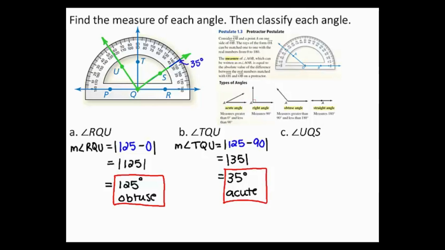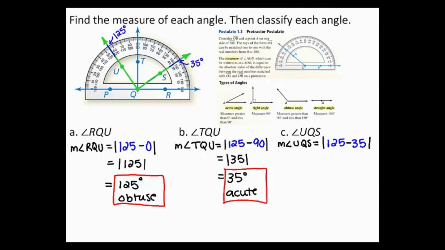In Part C, to find the measure of angle UQS, first locate angle UQS on the diagram. Now, ray QS lines up with 35 degrees on the inner scale of the protractor, and ray QU lines up with 125 degrees on the inner scale of the protractor. So, by the protractor postulate, the measure of angle UQS is equal to the absolute value of 125 minus 35.